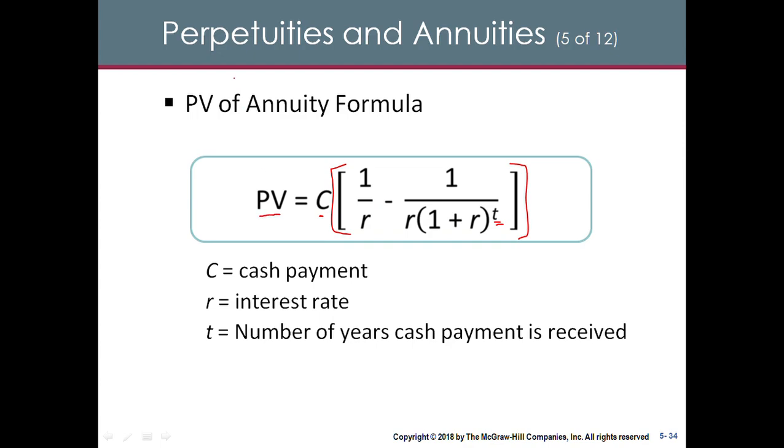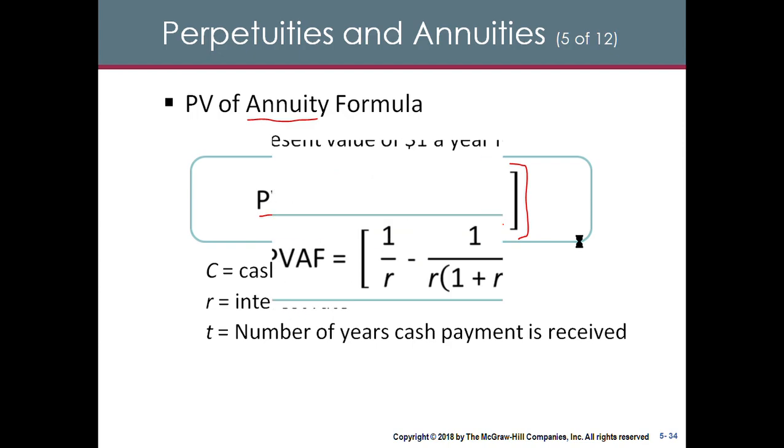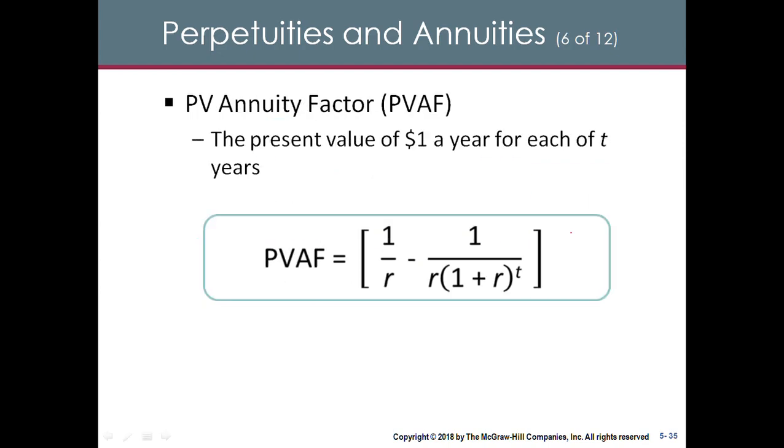So once you realize that the cash flow is referring to an annuity, you can apply this formula, and the formula is C, that is the cash flow amount, that is your cash payments, times 1 over r minus 1 over r into 1 plus r to the power t, which refers to the annuity factor. So let's see the use of this annuity factor.